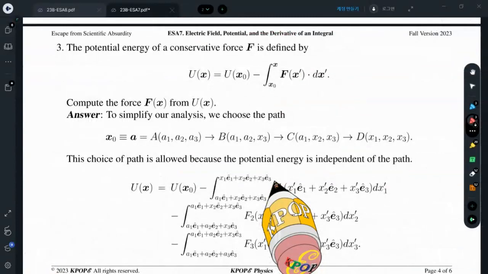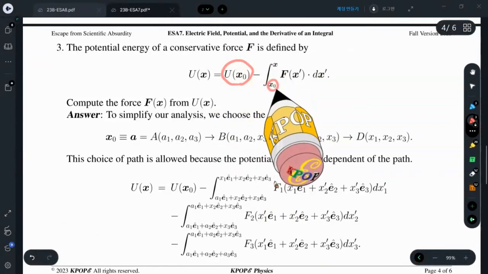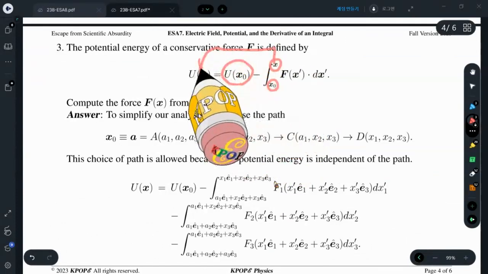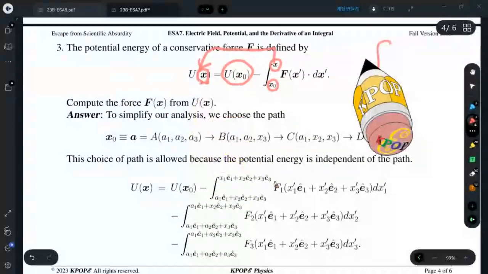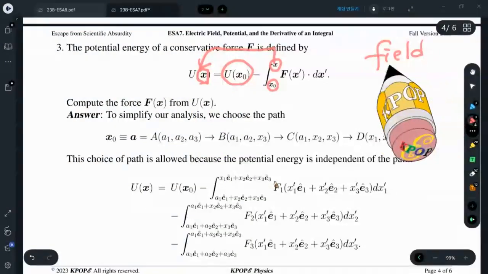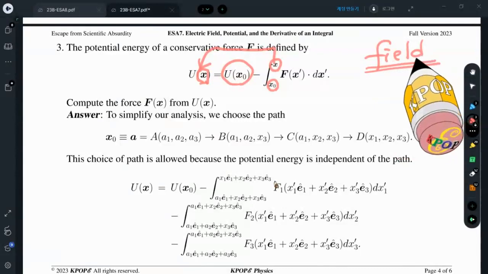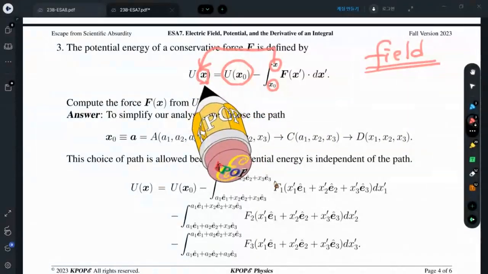Next step, potential energy of a conservative force is defined by a reference value, and from a point to an arbitrary field point, and this field point is the argument of the potential. And we use the field, it is not a mathematical field defined by algebra, but a physical field, a function of position. So this value varies depending on the position.